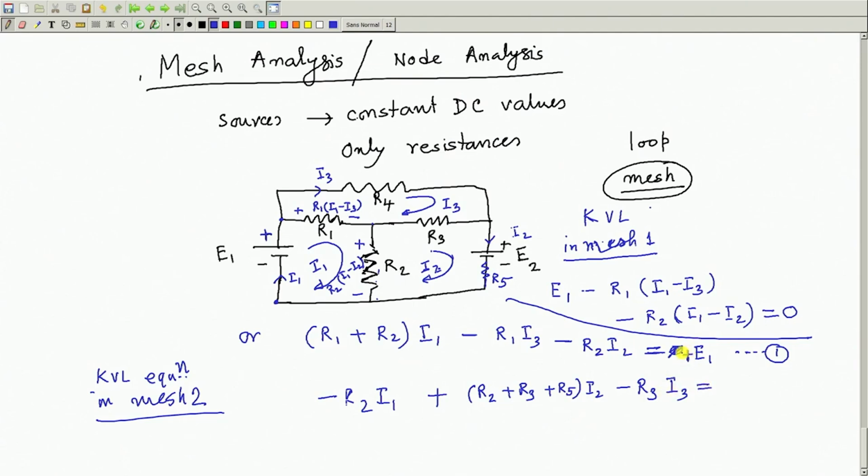this is plus, mind you. On the right hand side I have to check whether there is any source present, in this case a voltage source only. And should I write plus E 2 or minus E 2? In this case, see the polarity of E 2, that battery is such that it opposes I 2, therefore, it must be minus E 2. So, this will be equation 2 in mesh 2.